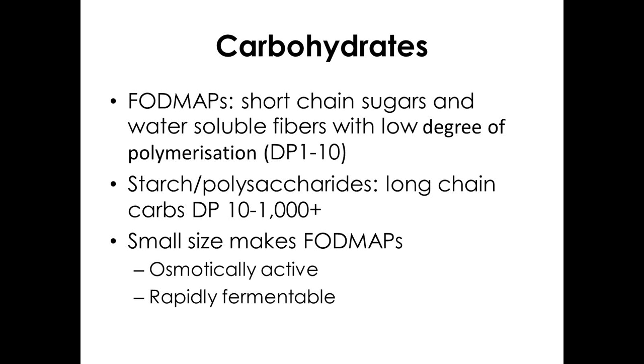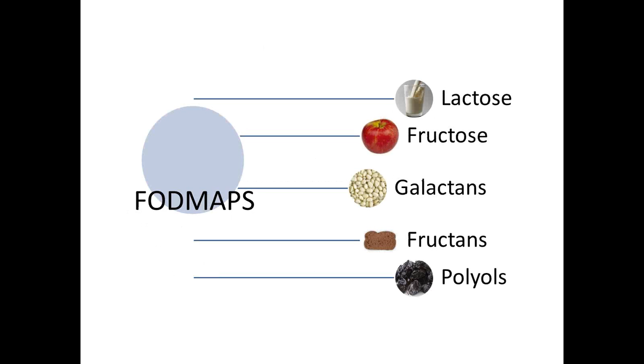They have a low degree of polymerization, meaning instead of long chain polysaccharides, these are shorter chains, and what happens when you have shorter chain sugars in the small intestine, they're osmotically active, pulling water into the lumen, and they're rapidly fermentable. So if these maldigested FODMAPs meet up with bacteria, you can imagine what might happen as far as fermentation is concerned.